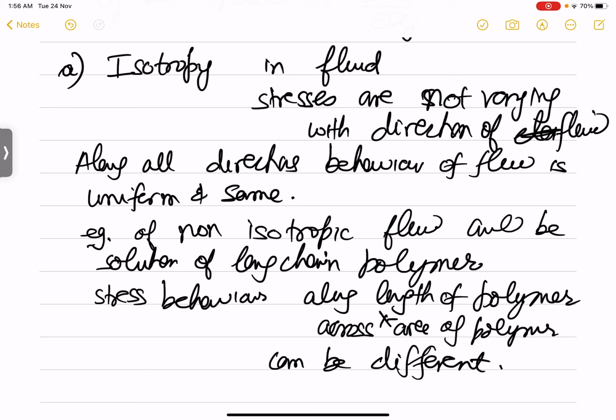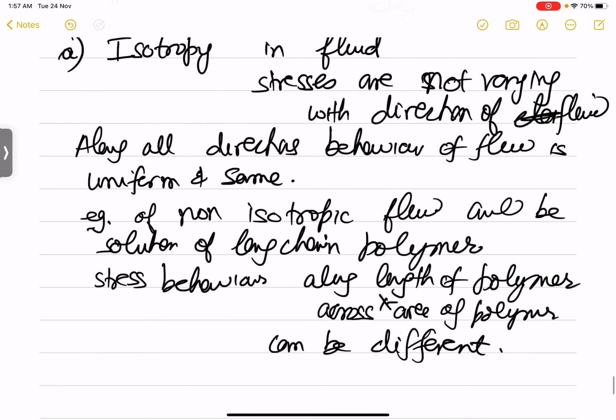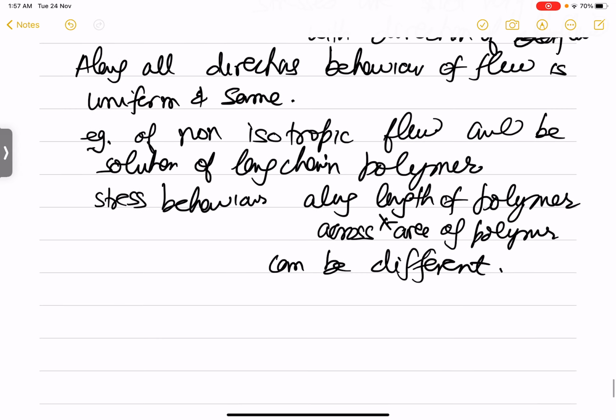But if I look at air, water or any common fluid, then I see along all directions the behavior should be the same. There is no reason for the behavior to be different. So that is what we mean by isotropy.